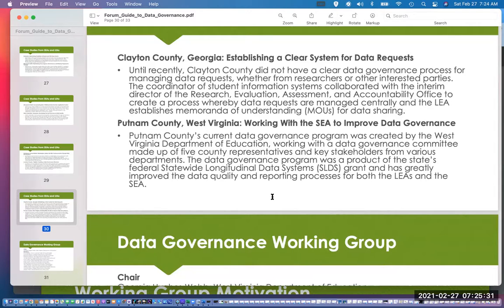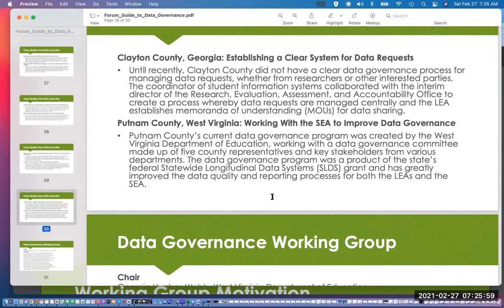Putnam County, West Virginia, working with the SEA to improve data governance. Putnam County's current data governance program was created by the West Virginia Department of Education, working with a data governance committee made up of 5 county representatives and key stakeholders from various departments. The data governance program was a product of the state's federal Statewide Longitudinal Data Systems (SLDS) grant and has greatly improved the data quality and reporting processes for both the LEAs and the SEA.